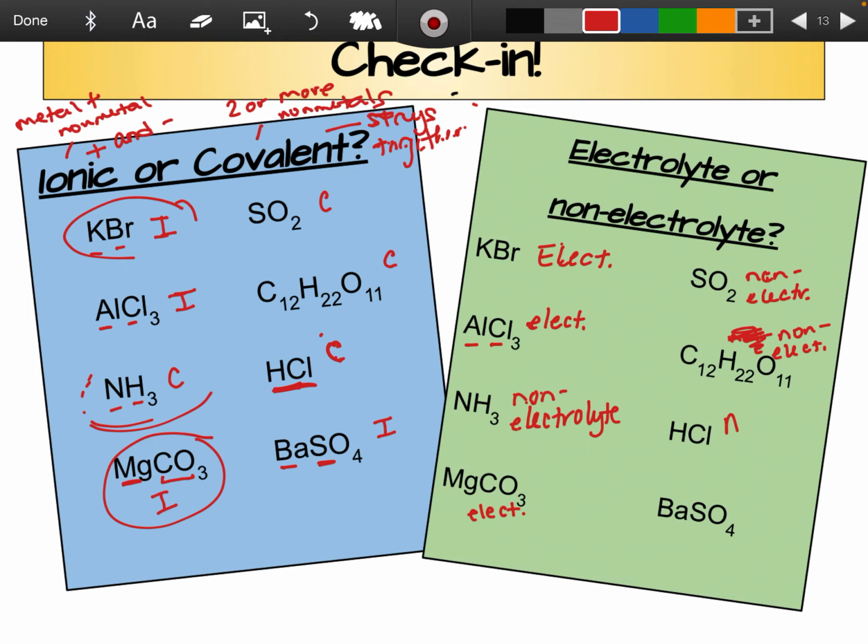HCl, like we said, is covalent. HCl is actually an acid, so anytime the substance starts with hydrogen, it is usually an acid, or that's one of the definitions. So we'll learn about acids by the end of the year, but this is actually an electrolyte. So like I said, it is an exception to the rule. You won't have to know that for this test or quiz, but we will mention it later on. And last but not least, BaSO4 is ionic, which means it is going to be an electrolyte.